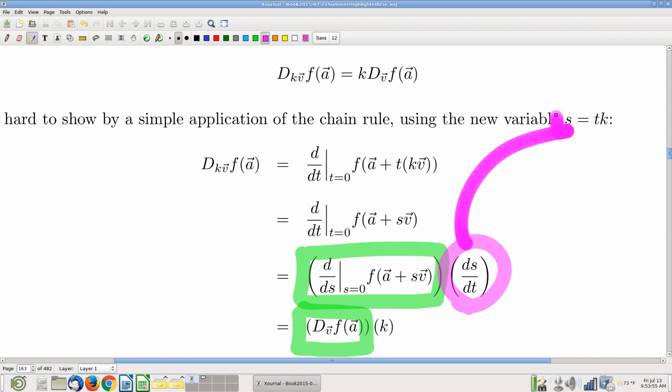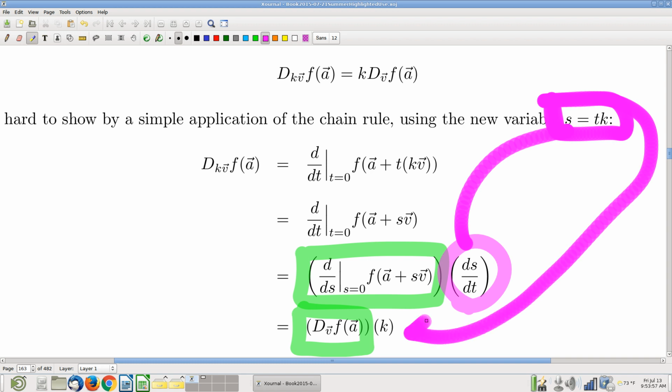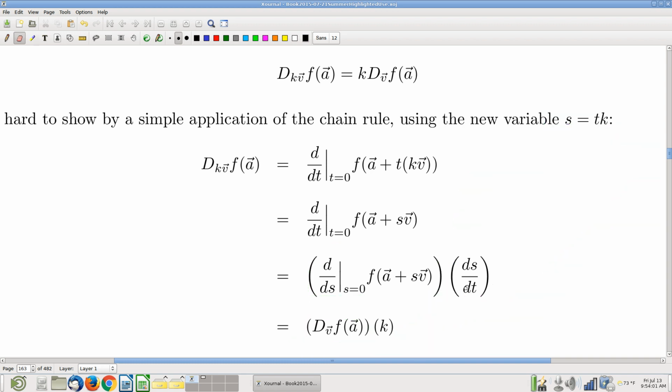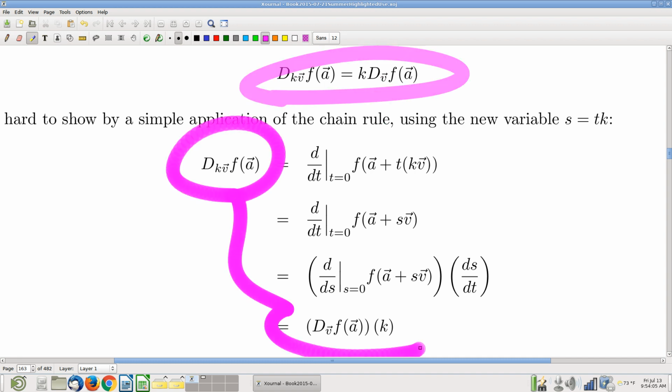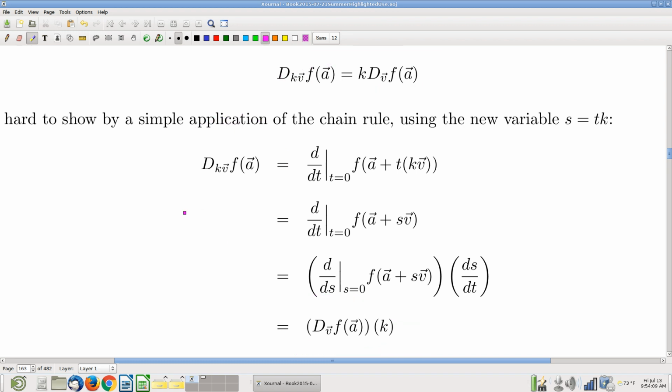Okay. So that's the directional derivative, and of course it's an easy calculation. ds/dt is k. So, as required, that's equal to that. Okay, so a couple different ways to think about this. One way to think about it, and a very handy way to think about it, is that scalar factors in the velocity can factor out.